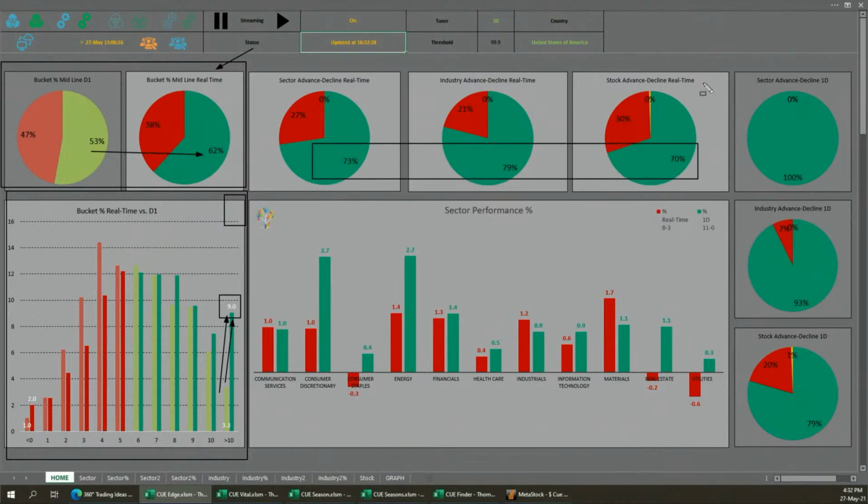If we look at real time, sector industry stock advance decline, 73% sectors are up today, 79% industries up, 70% stocks are up. That is bullish. 8 sectors went up, 3 went down. Which ones went down? Utilities, real estate, consumer staples. All of these are defensive sectors. So market was bullish today in real time. And these diagrams will change in real time, 100% real time.